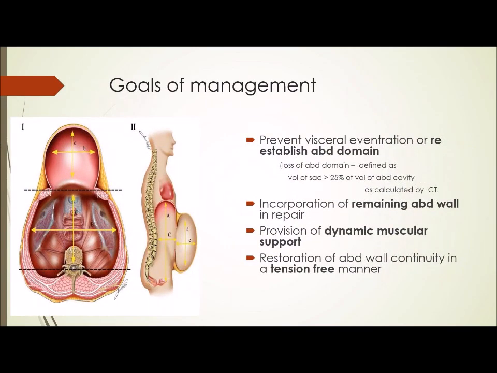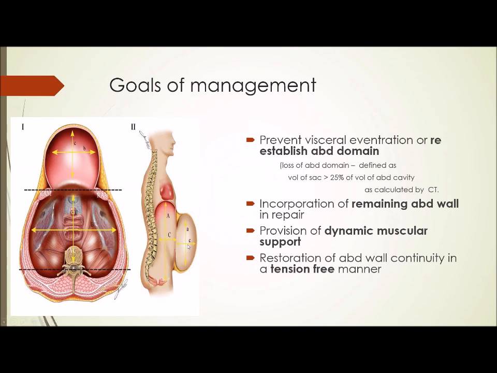Right? So what are the goals of management? The goals of management, number one, is prevent visceral eventration by re-establishing the abdominal domain. See, this is a very good figure. This is a sac and this is the volume. Right? Now, if 25% of the volume of the cavity is lying out here, then it is known as loss of abdominal domain.